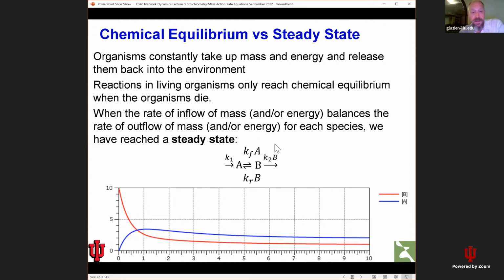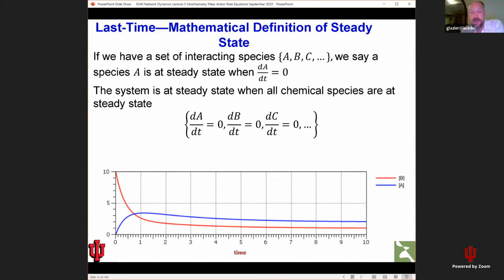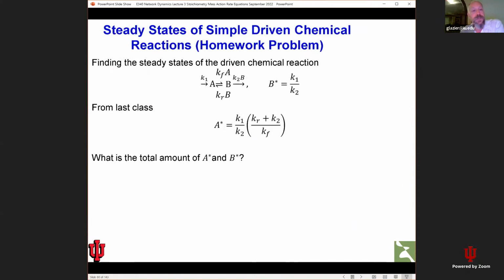And I'll notice that if I look at my time series, the net amount of A plus B starts out at 10, and it winds up somewhere around 3 or 4. But in the end, I still reach a situation where the ratio of A and B is constant. And so I want to know what that ratio is. Okay, so let's do that out.